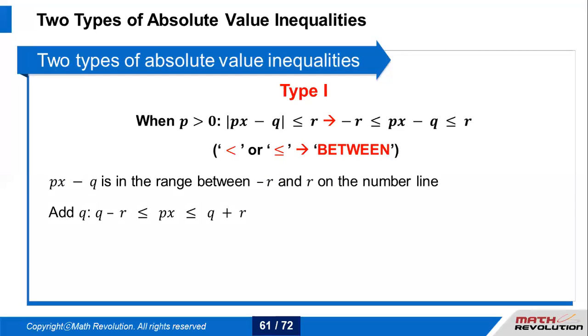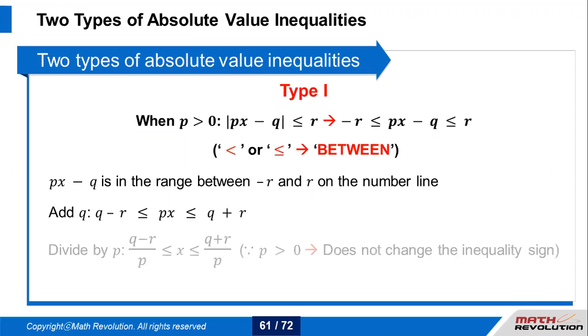That means px minus q becomes the range between minus r and positive r on the number line. We could add q on both sides to remove q from the center. So we are left with q minus r is less than or equal to px, which is less than or equal to q plus r. Divide both sides by p, and we're just left with x. So that becomes q minus r over p, q plus r over p. Now, since p is already greater than 0, we are dividing by a positive number, so the inequality will not flip.